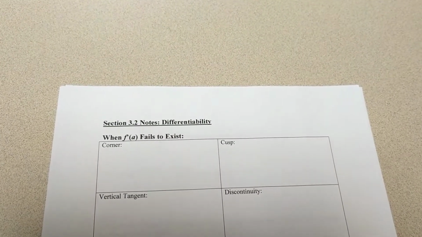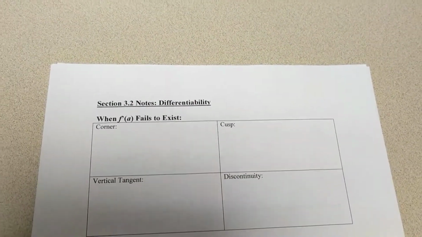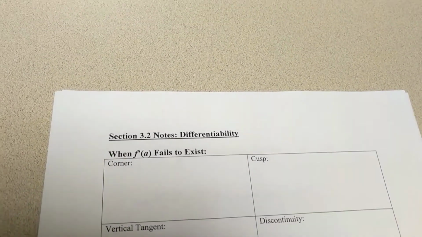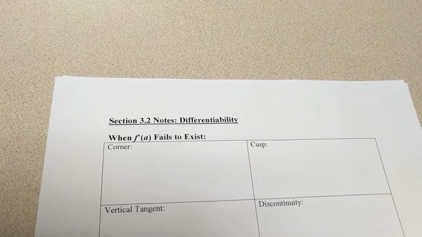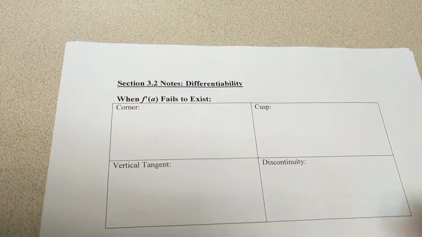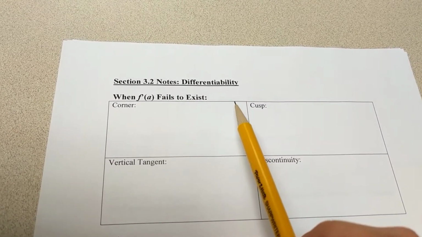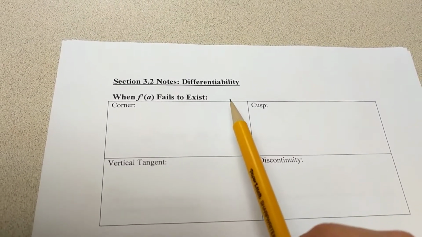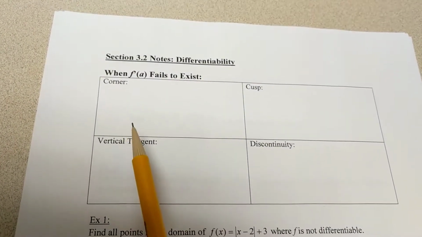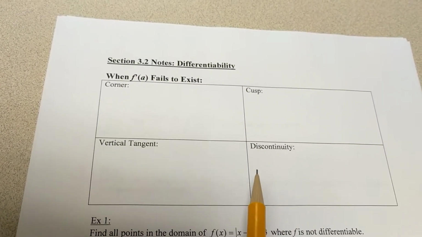Hey guys, so today we're going to do section 3.2 and it's on differentiability. And remember, differentiability is just a scary word. It sounds scary. It means the derivative exists. So the first thing we're going to talk about is where a function could be not differentiable, or where the derivative fails to exist. There's four main places where this can occur.